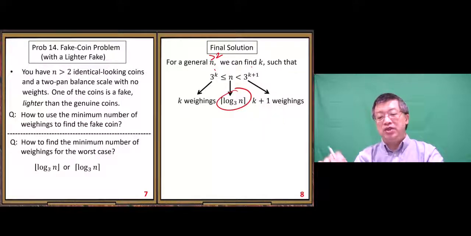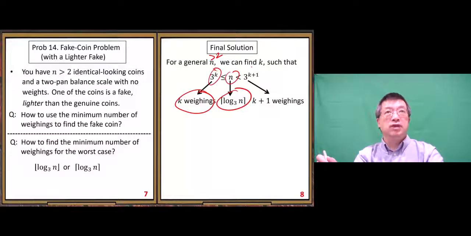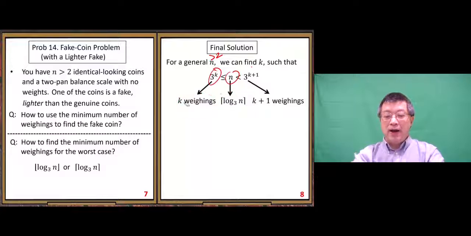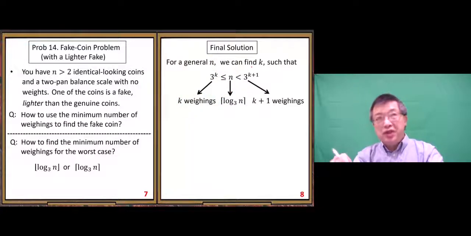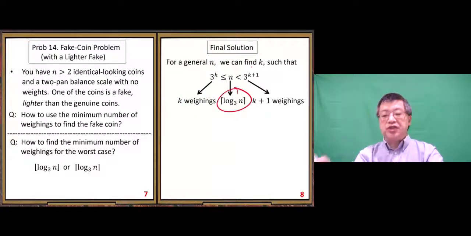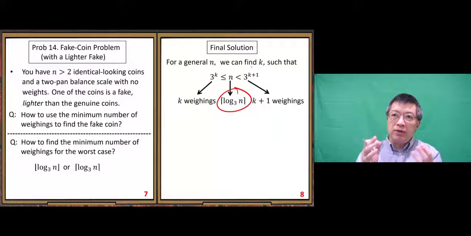More likely to be the ceiling function, not the floor function. Because with the floor function, you get this number of weighings, but you have more coins than a power of 3. Is that possible? So, based on our intuition, we think this is the answer. But we need one more step. For things like this, we can make a reasonable guess.